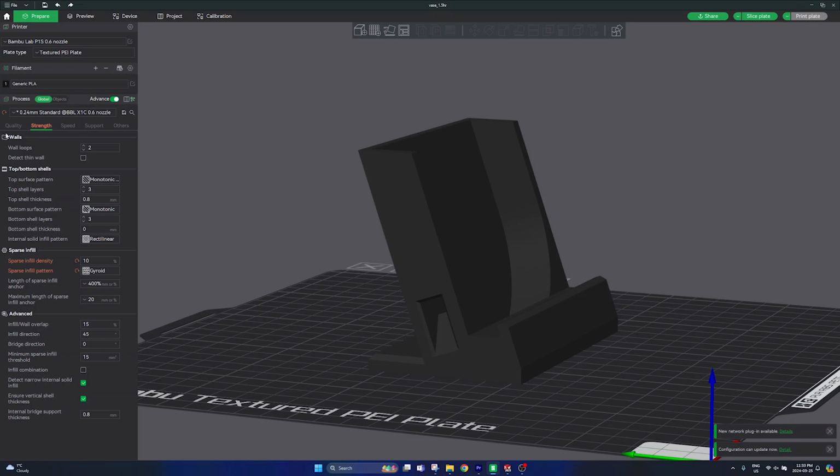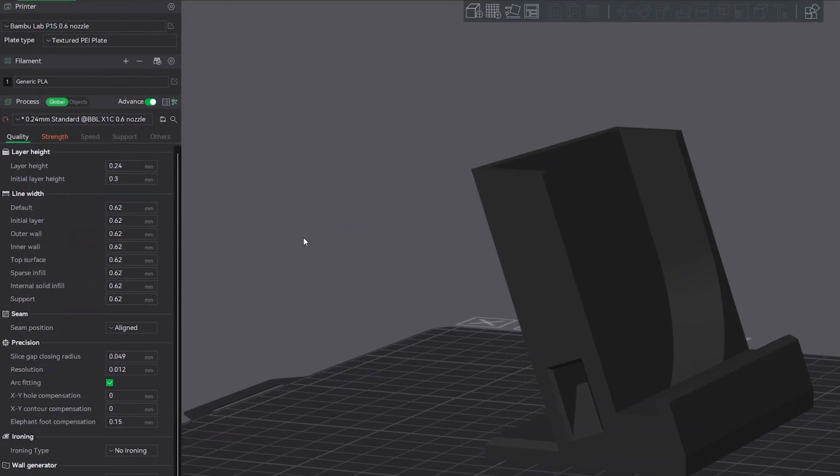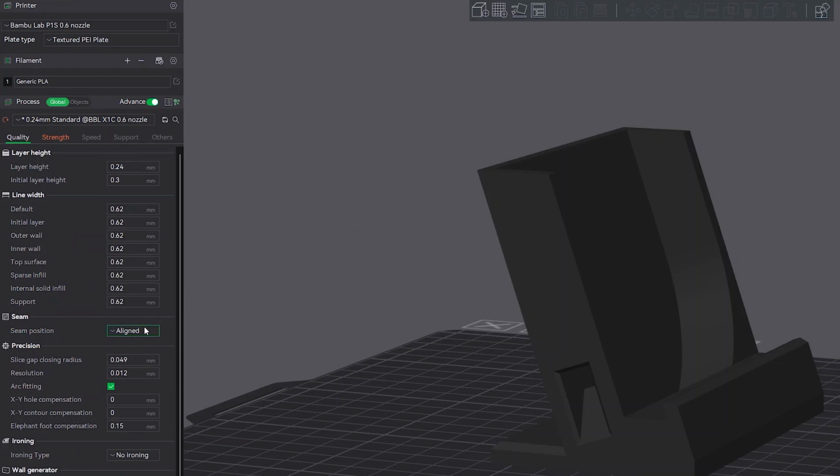Another quick setting that you can change to reduce the print times of your printer is by adjusting the seam position to nearest. Now in some prints you will want to have that seam aligned onto the back or the side of your model so that you can't generally see it. But depending on the part, by using nearest you can actually save quite a bit of print time.